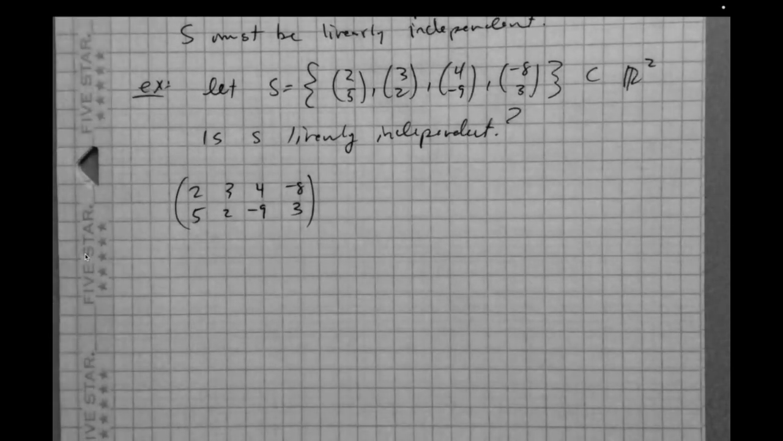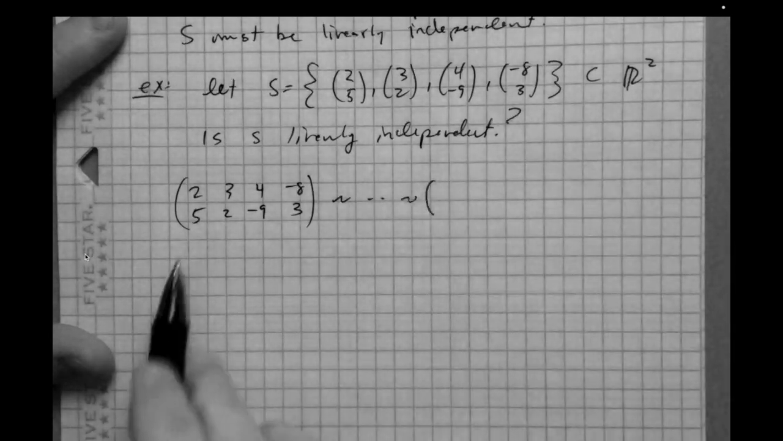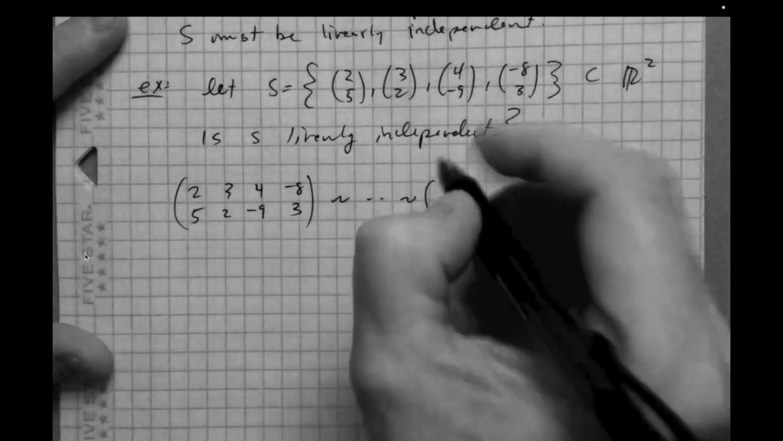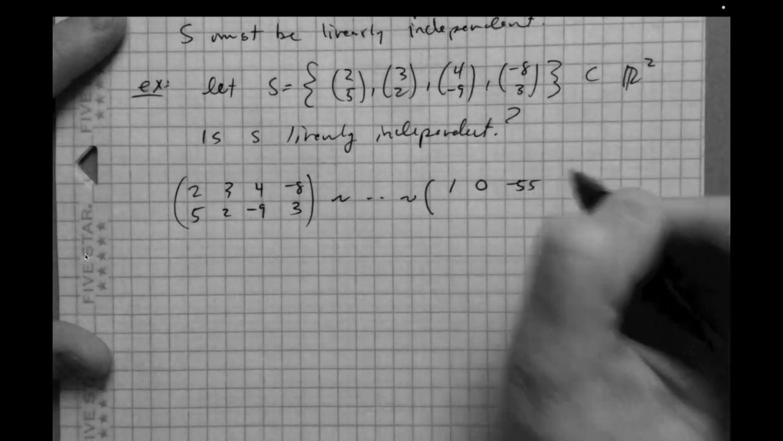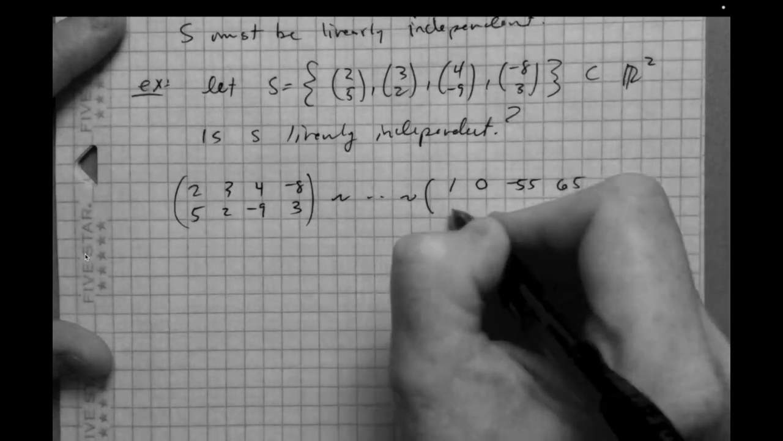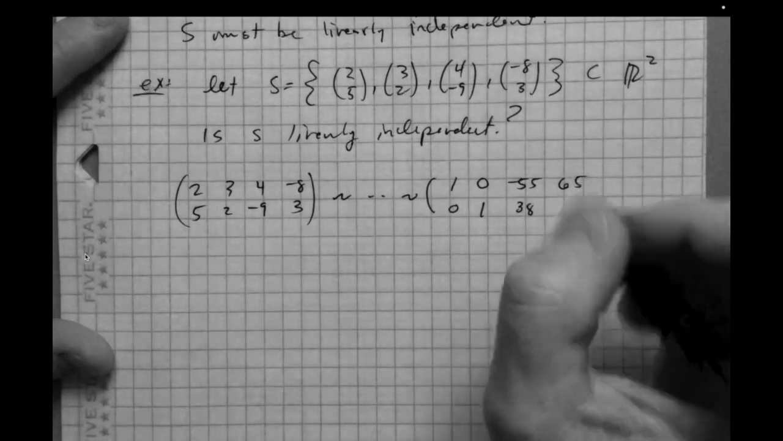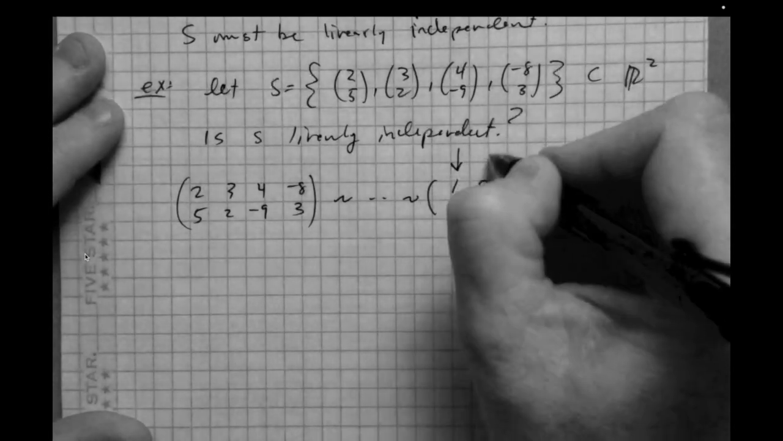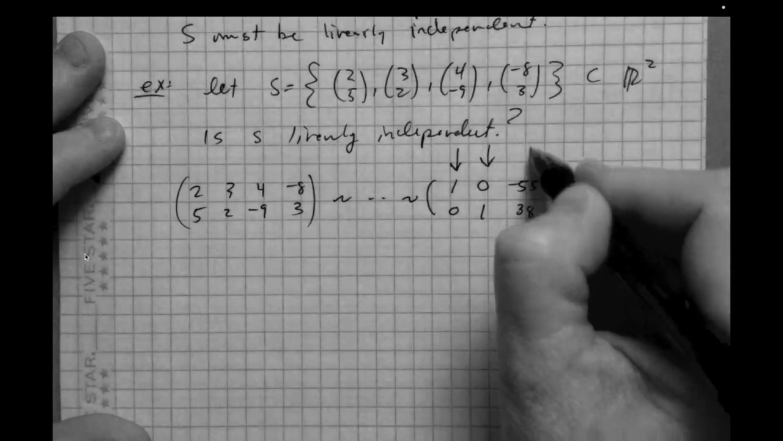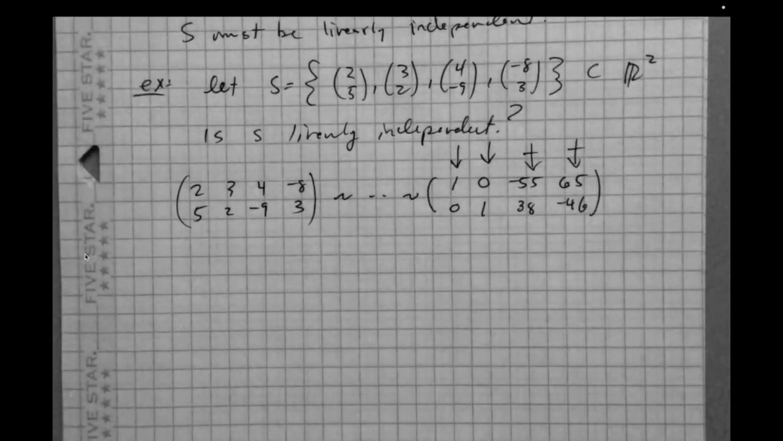Right, so I've got a 2 by 4 matrix. If I row reduce that, so spend some time doing that, what you get is 1, 0, negative 55, and 65, 0, 1, 38, and negative 46. And so what does this tell me? Well, I've got a pivot here, and I've got a pivot here. I do not have a pivot here. I do not have a pivot there. Right, so I've got 2 pivots.